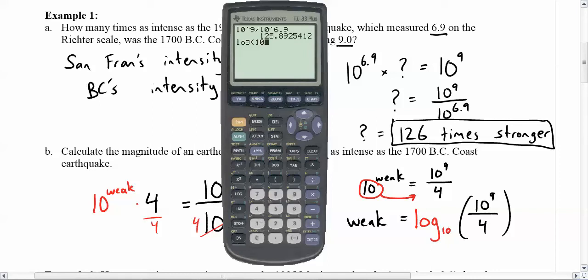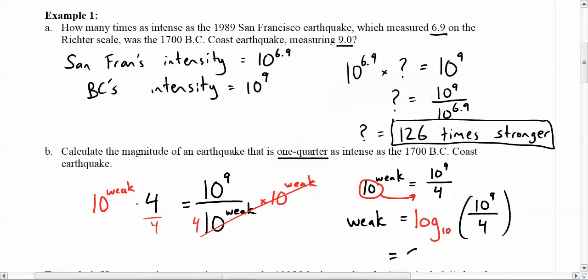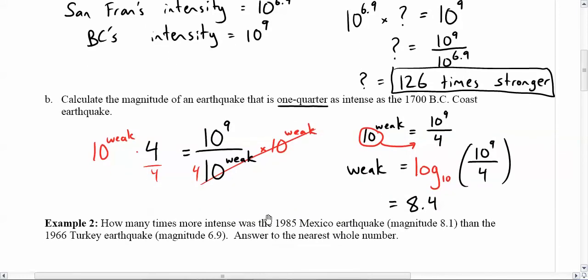So log of 10 to the 9 over 4 is 8.39, or 8.4. Earthquakes will always have one decimal. 8.4 on the Richter scale. Does that make sense? Let's think about it. If I wanted to be 10 times smaller, then I would need to go from 9 to 8. So 4 times smaller is just a little bit less than 10 times smaller, so about halfway there. Kind of makes sense.